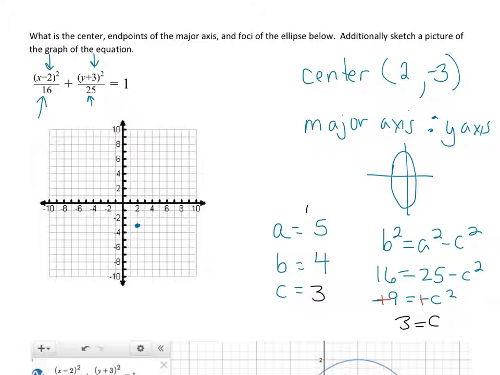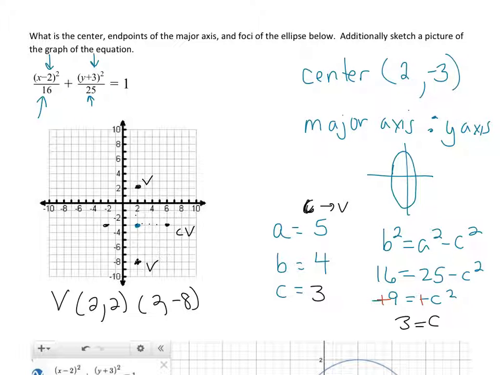So A, remember, is the distance from the center to the vertex. So I go up and down 5 from my center. 1, 2, 3, 4, 5. So there's a vertex. 1, 2, 3, 4, 5 down. There's a vertex. So if I wanted the ordered pairs of those vertices, well, that would simply be 2, 2. And that would be 2, negative 8. And that's, again, just counting boxes. B, which is the co-vertices, are 4 over from the center. So 1, 2, 3, 4 there. 1, 2, 3, 4 there. Those are co-vertices. This problem doesn't necessarily ask for these, but those are important to help us graph our ellipse.